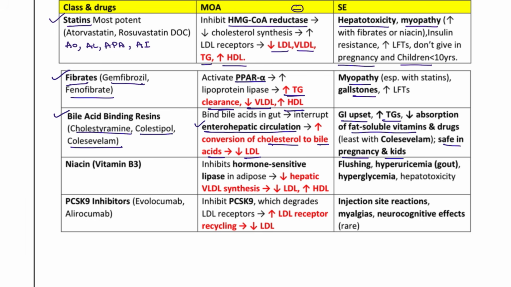Niacin: the drug is going to block the hormone sensitive lipase enzyme, and it will decrease the hepatic VLDL synthesis, decrease the LDL and increase the HDL. It is associated with hyperglycemia, hepatotoxicity, hyperuricemia and flushing.